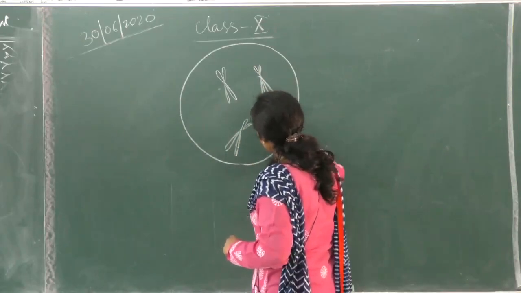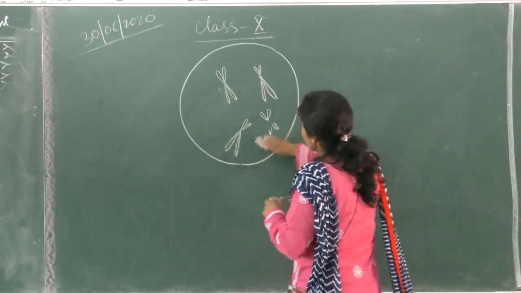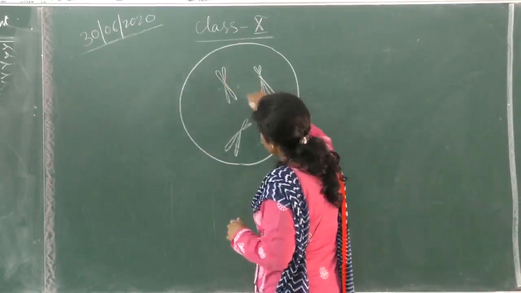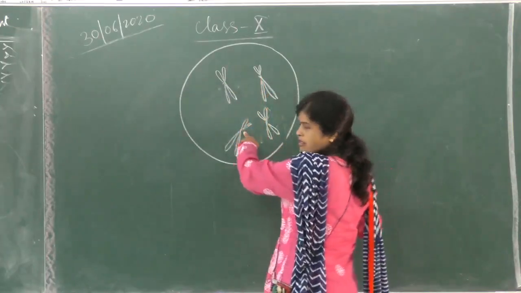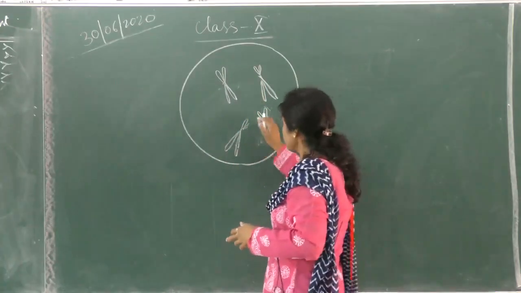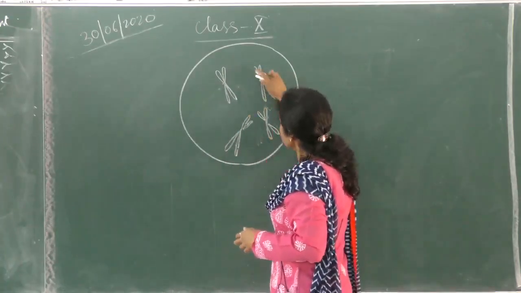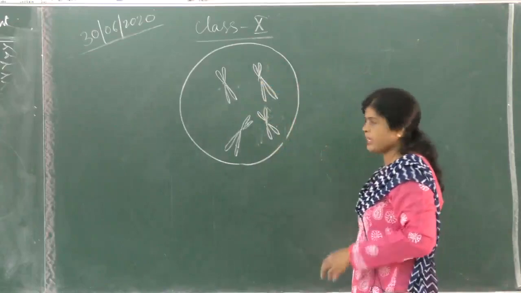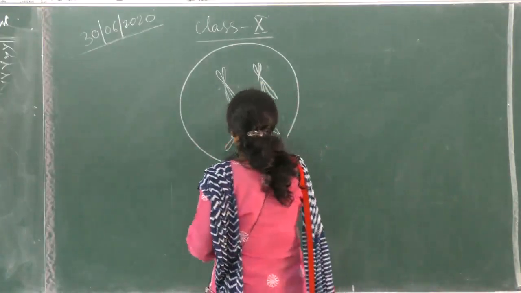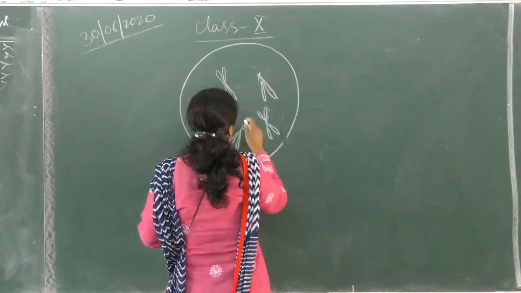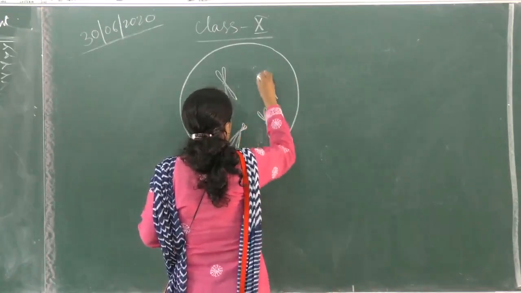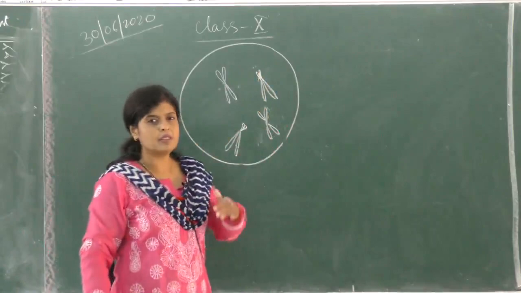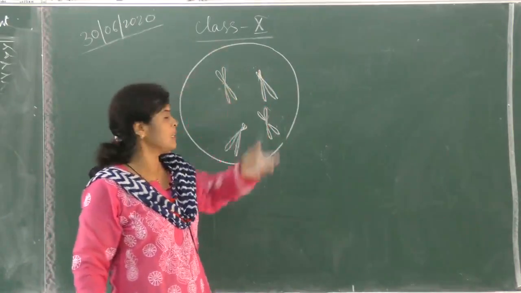Is it clear? You can make out, I have drawn 2 pairs of chromosomes. You can make out these two are metacentric and these two are submetacentric. Submetacentric means one arm is slightly bigger than the other. All right, or let me make it more clear, let me make it acrocentric. Now that will be more clear. What is acrocentric? One of the arms of the chromatid is much smaller than the other. What is the reason? The centromere is towards the terminal position.